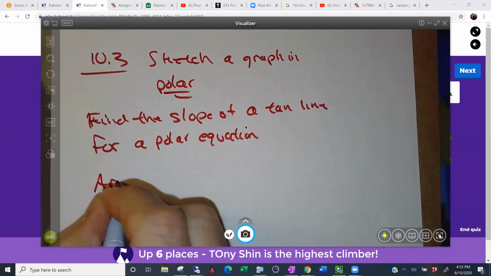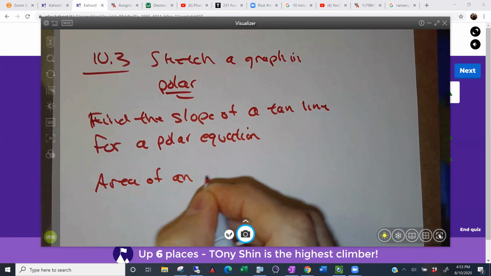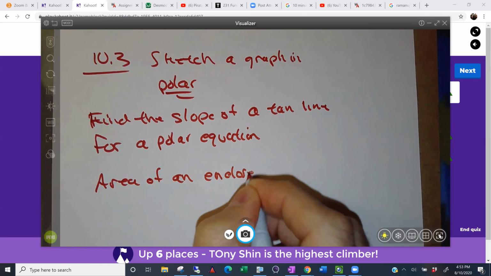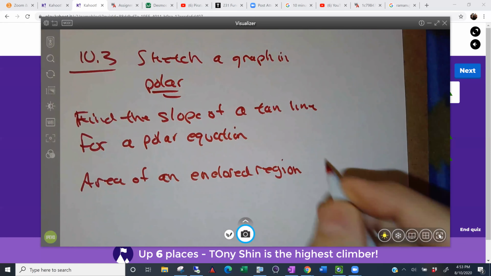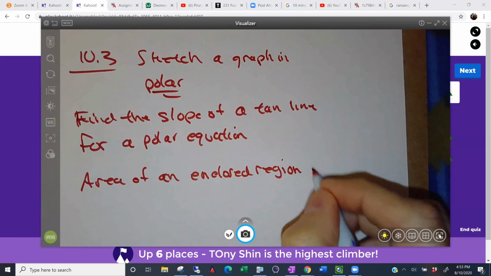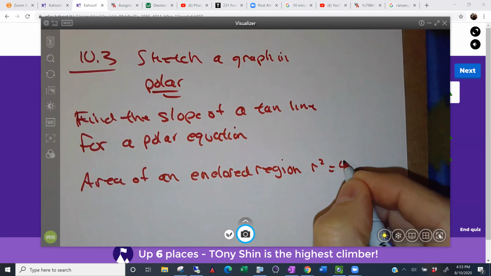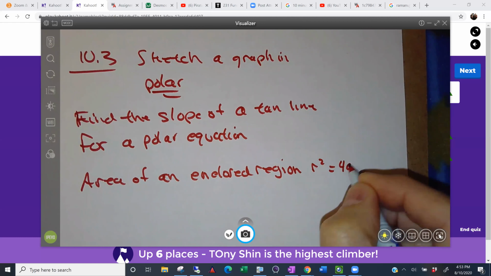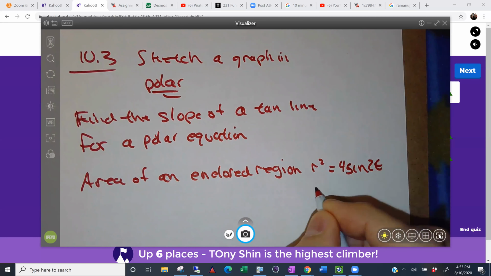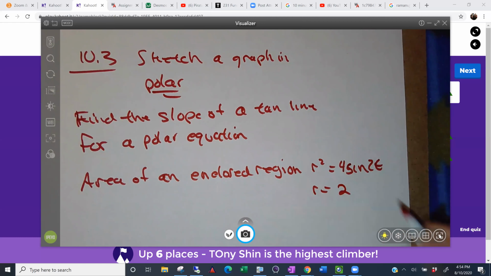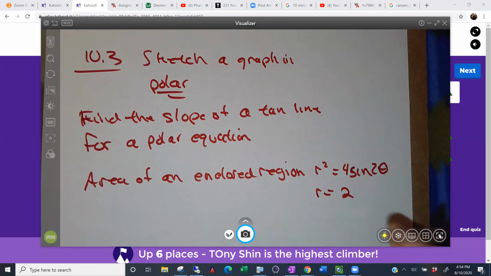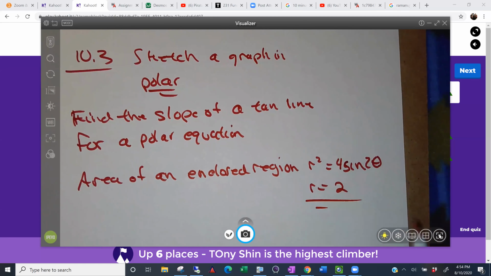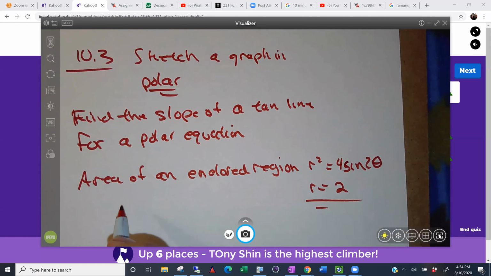Areas. Area of an enclosed region. This is more like, I think, 10.5. So we had one in class where I had r squared equals 4 sine of 2 theta, and r equals 2 or something like that, where these two figures enclosed a region and you had to figure out the area. Remember, that's 1/2 the integral of r squared between alpha and beta d theta.